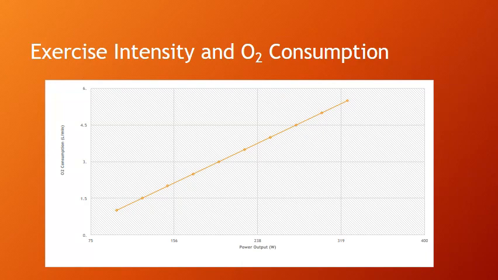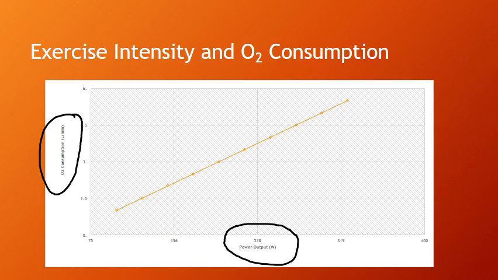This one we don't need to spend too long on either, the relationship between exercise intensity and oxygen consumption. This is a graph plotted with power output or exercise intensity on the x-axis and oxygen consumption on the y-axis, and it shows that as you increase the intensity of exercise, you're also going to consume more oxygen in the body. That's simply because your body wants oxygen so it can generate energy aerobically. Very simple, another strong linear relationship between those two variables.